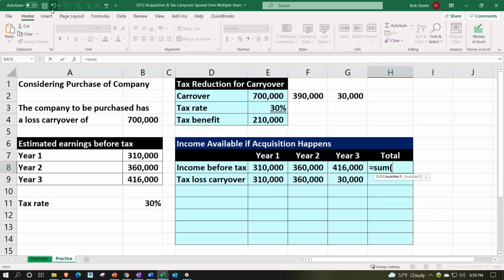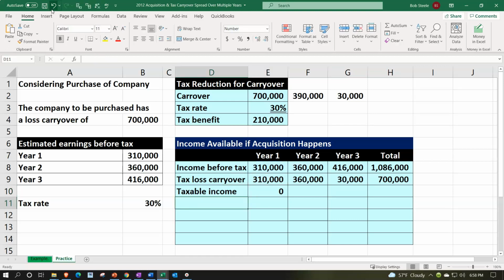Equals the sum. And we'll sum these up this way. So there's the carryover. And then we're going to subtract this out to give us our taxable income. Taxable income for year one is obviously 0. So we have 0 taxable income.